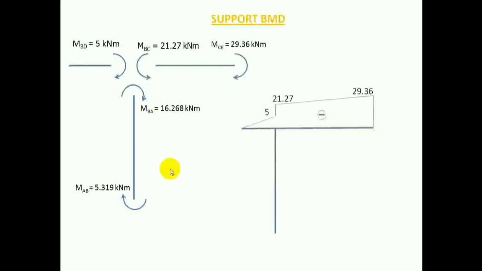So first of all, we have drawn this support BMD for only the beam. Here just observe these arrows, this arrow, this arrow, and this arrow. All these three arrows of the beam are below a particular baseline, which means there will exist a hogging type of bending moment. Arrow below baseline means it is a hogging type of moment. Hogging is negative moment. So this is the support BMD for only the beam.